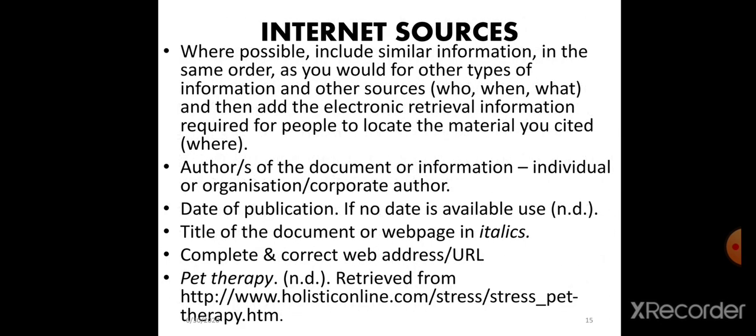And sometimes, dear students, we have talked about the main things, and now we talk about internet sources. Where possible, include similar information in the same order as you would for other types of sources: who, when, what, and then add the electronic retrieval information required for people to locate the material you cited, where. So again, author of the document or information: individual, organization, corporate author, date of publication. If no date is given, then just use n.d. Title of the document, a web page, in italics. It's the same as we use in a book. A complete and correct web address, URL, is very important.